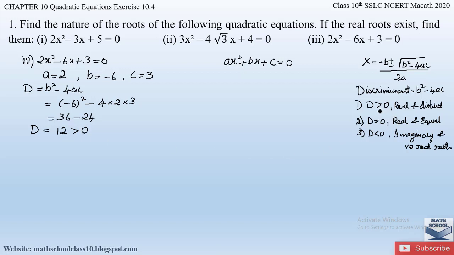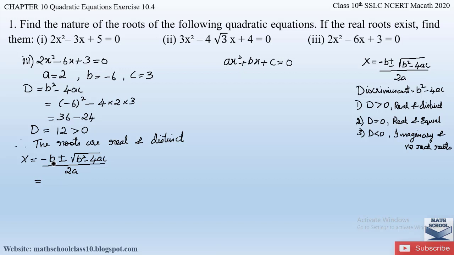So here when the discriminant is greater than 0, we will obtain the roots real and distinct. Write down, therefore the roots are real and distinct. So now let us find the roots for the quadratic equation by using the quadratic formula, given by x is equal to minus b plus or minus square root of b square minus 4ac divided by 2a.